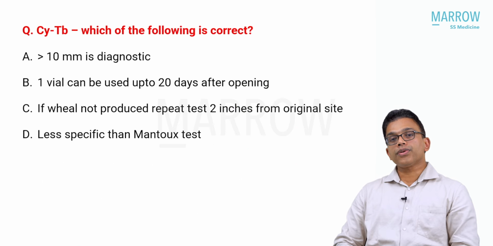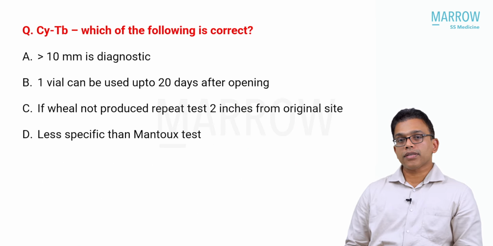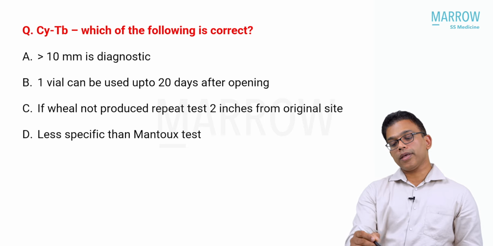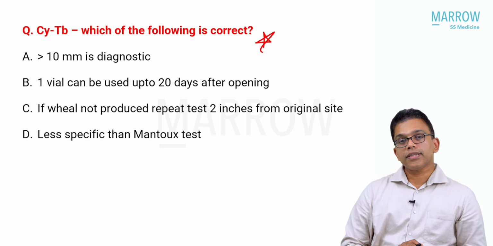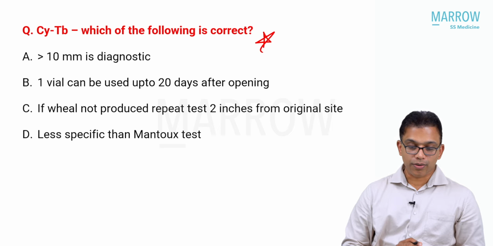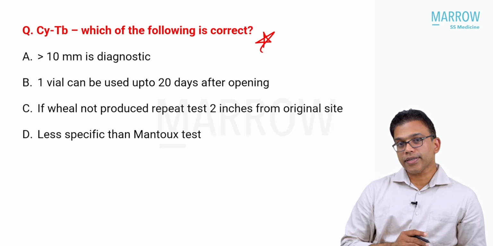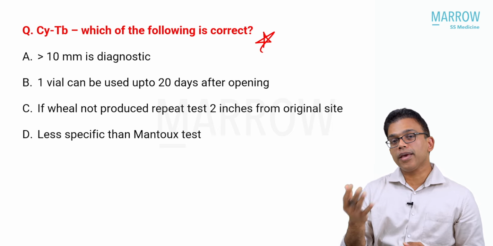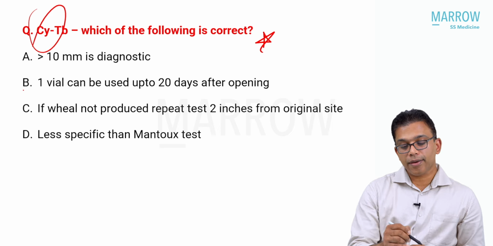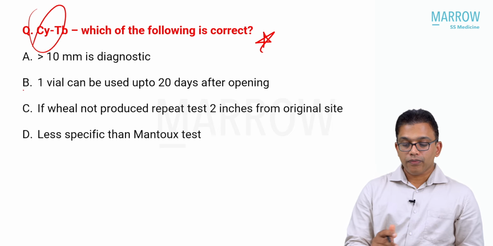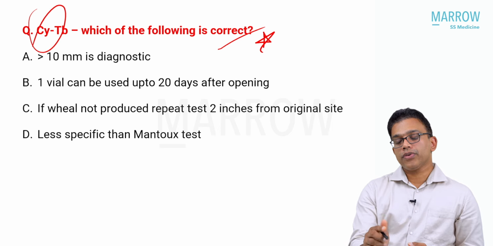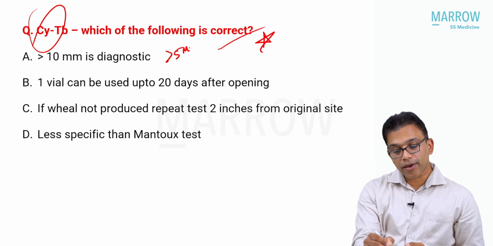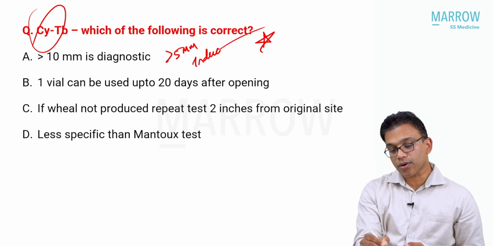And this is a new question, and you should be very much aware of it, because this is something which I expect to be repeated in the coming exams also. So that is a new diagnostic modality of tuberculosis. Not tuberculosis disease, actually a diagnostic modality for TB infection, that is known as CYTB. Which of the following is correct? More than 10 mm is diagnostic, and which is the correct answer? More than 5 mm of induration is the cutoff.